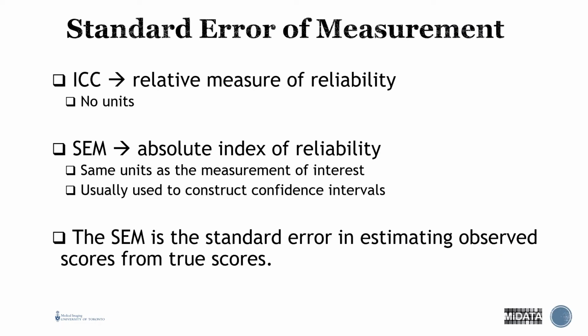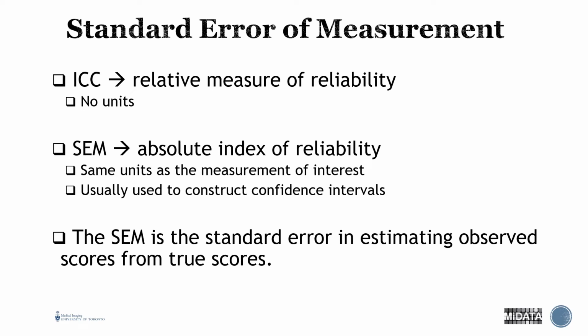Let's turn our attention to the standard error of measurement. Now, we touched on this briefly in the previous part of this lecture when we were addressing consistency of measure. And we just talked about the intra-class correlation coefficient, which is a relative measure of consistency, and it results in a scaled coefficient because it's between 0 and 1.